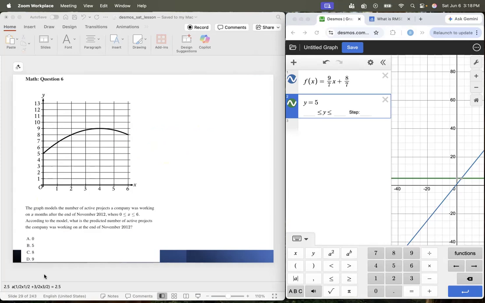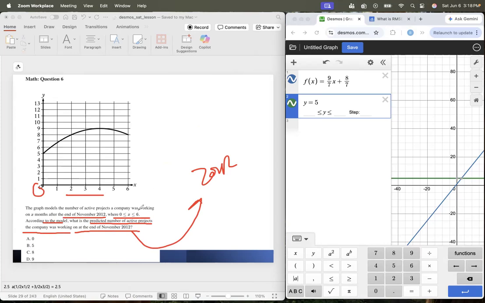The graph models the number of active projects a company was working on X months after the end of November 2012, where X is this. According to the model, what is the predicted number of active projects the company was working on at the end of November 2012? You don't have to do too much. If you don't read it, sometimes when you see these long questions, the answer choice is in the verbal.